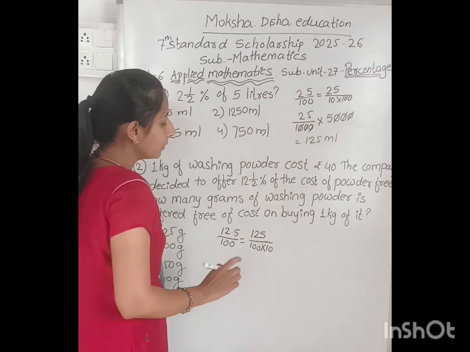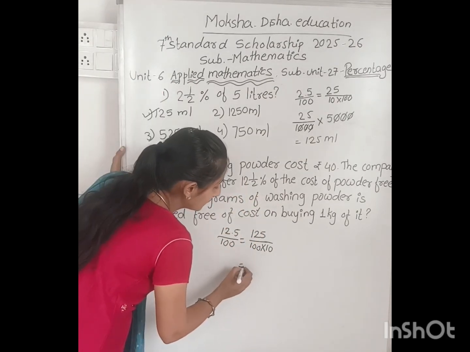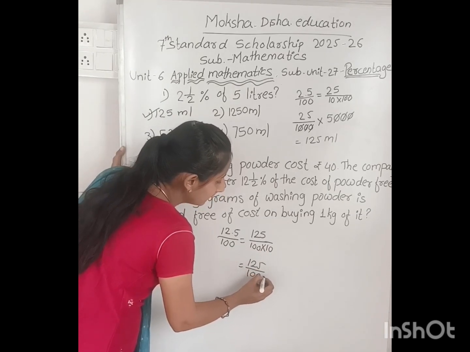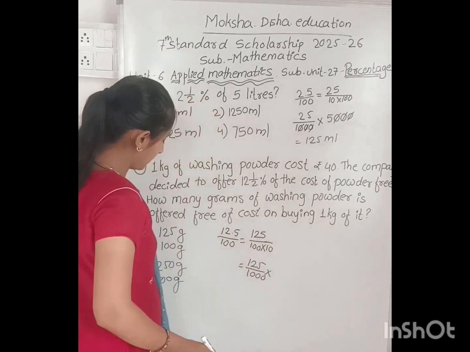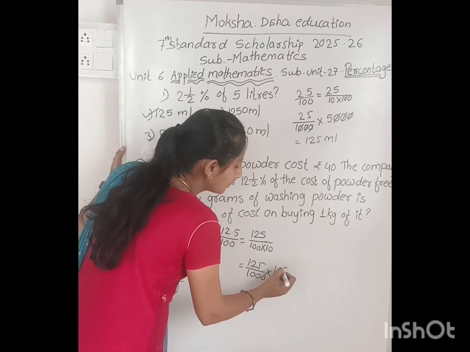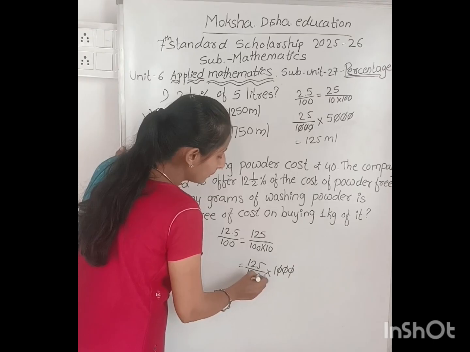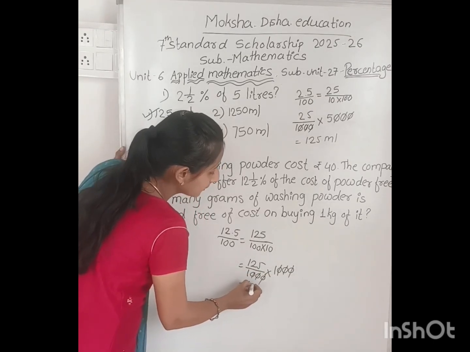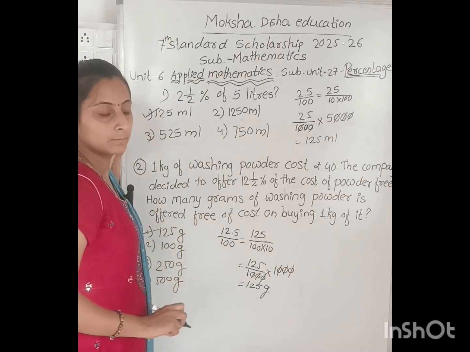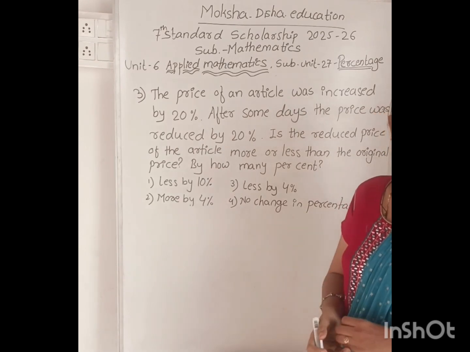Okay. Now here 1 kg. For 1 kg we have to calculate it. So 125 upon 100 into 10 is 1000 multiplied by 1 kg. That we have to convert into grams. 1 kg means 1000 grams. So again equal number of zeros from numerator and denominator will get cancelled and the answer is 125 grams. So option number 1. The third question is the price of an article was increased by 20%.